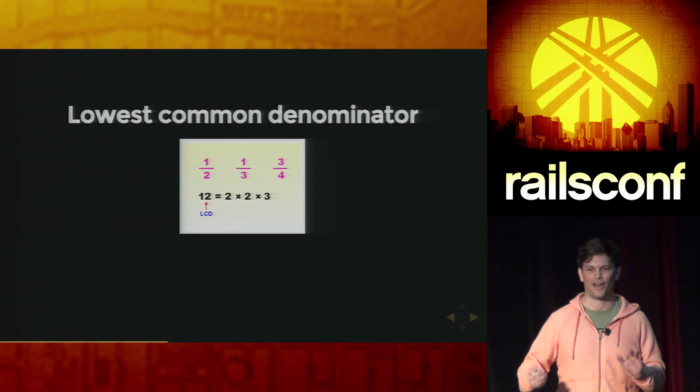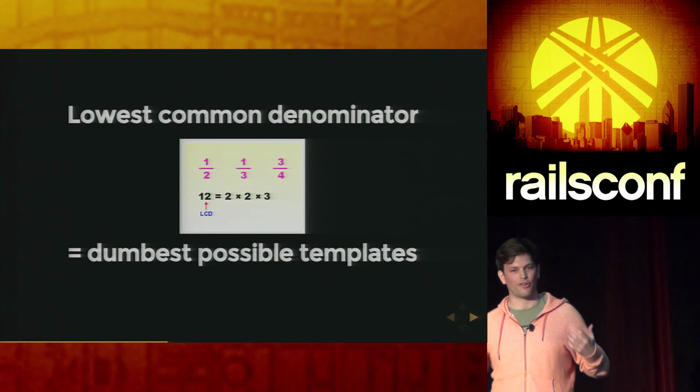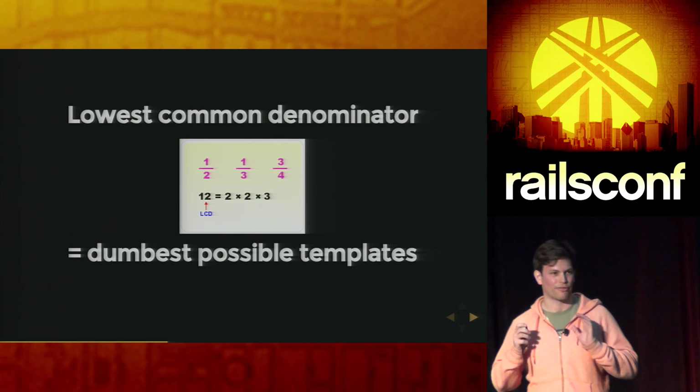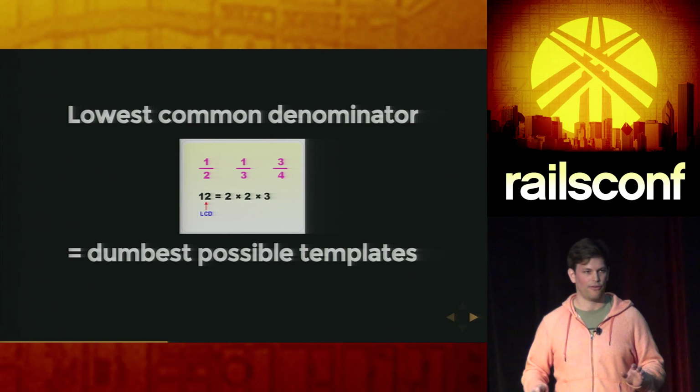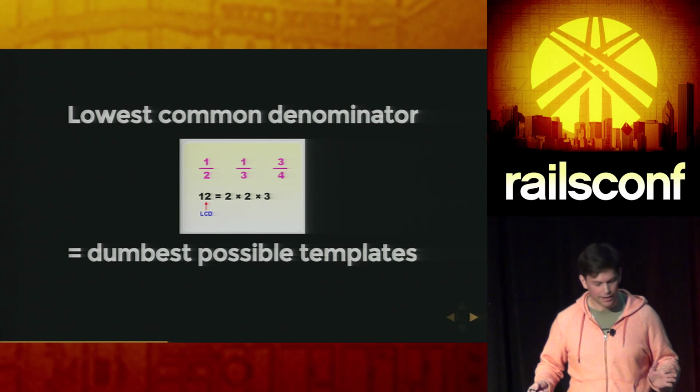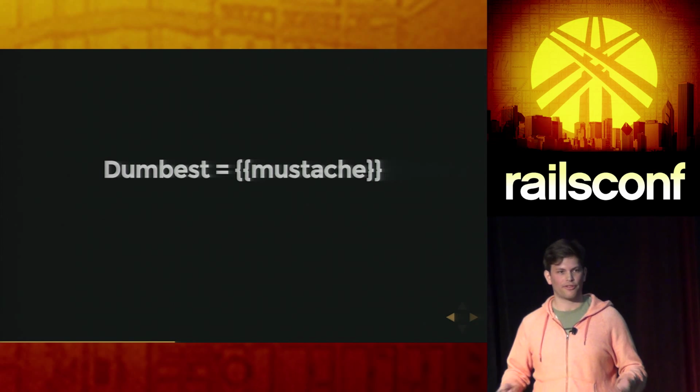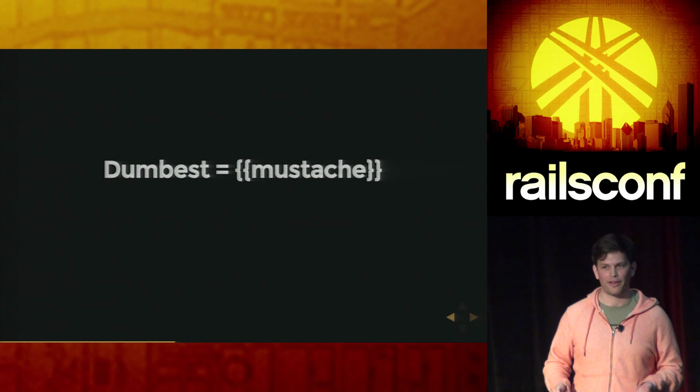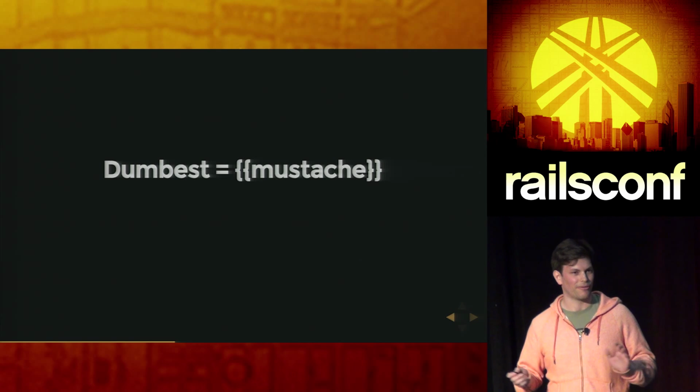So we need the lowest common denominator, which is the dumbest possible template. We need something that's really dumb that basically can't do anything. And so what is that? Well, that's Mustache. Mustache templates are the dumbest templates out there. Don't tell them I said that. They're probably in the other room or something, but they're pretty dumb.